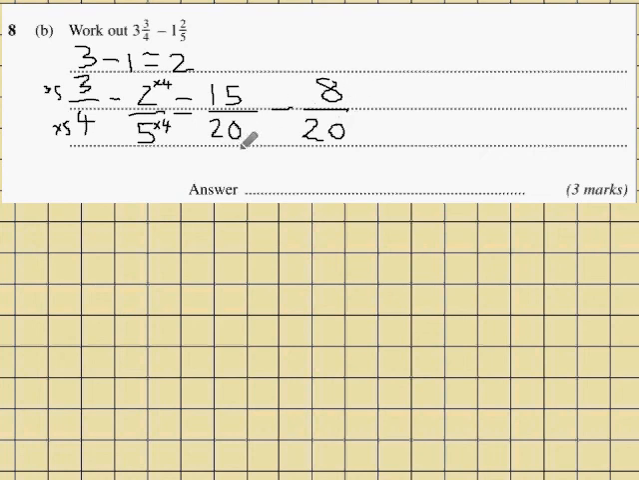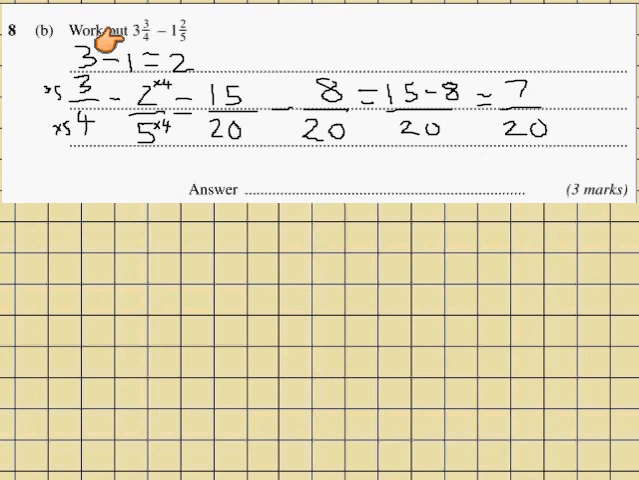Now I've got both fractions with the same denominators, so I can just subtract across, and I can say that's just equal to 15 minus 8 over 20, which is equal to 7 over 20.